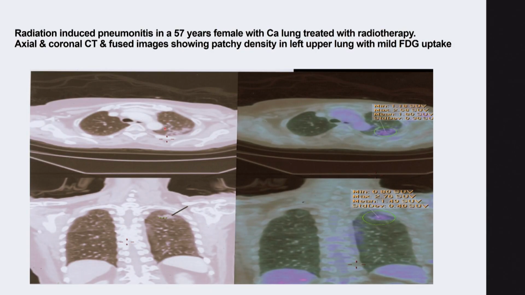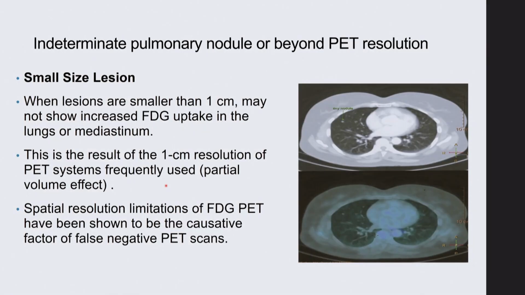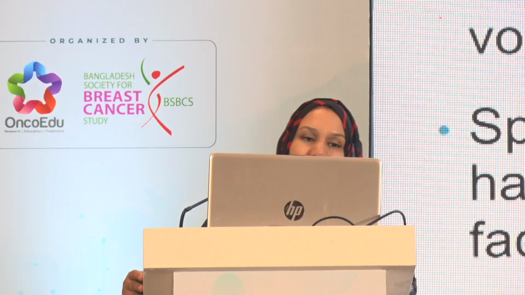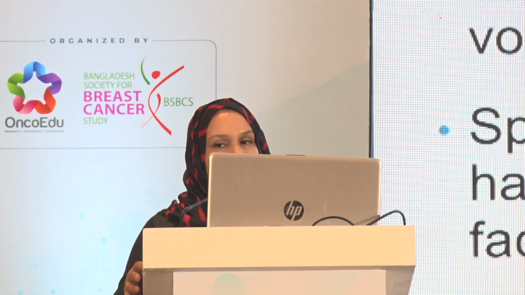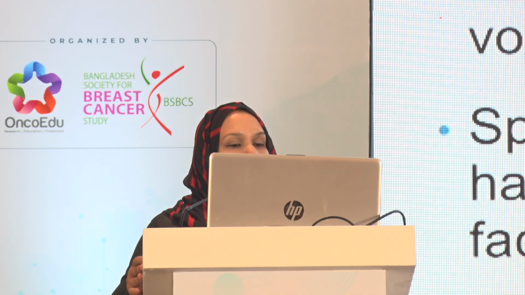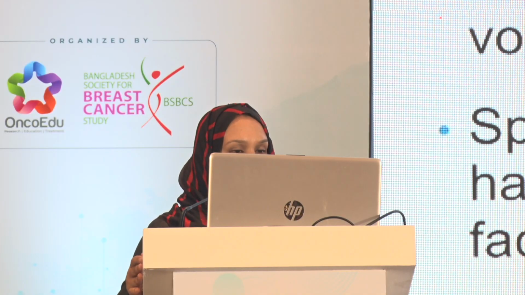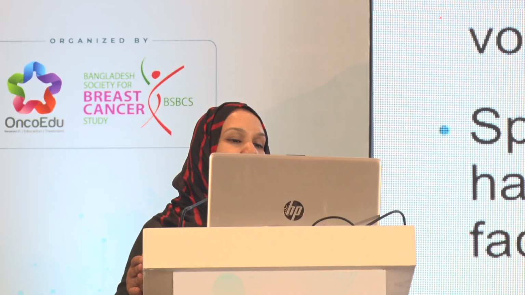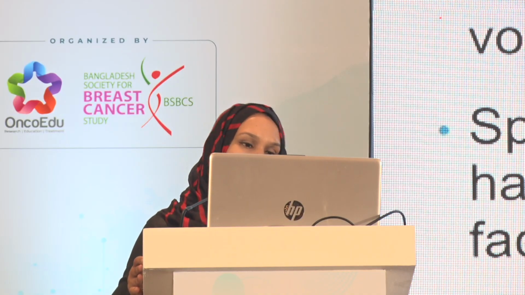These are the common features of a radiation pneumonitis in a post-radiation field. Indeterminate pulmonary nodule or beyond PET resolution: when lesions are smaller than 1 centimeter, they may not show increased uptake in the lung or mediastinum. This is the result of the 1 centimeter resolution of the PET-CT systems frequently used, and the spatial resolution limitation of FDG PET has been shown to be the causative factor of false negative PET scans.